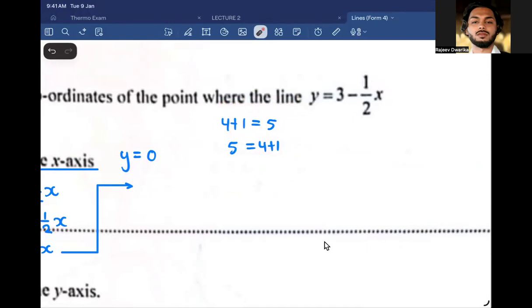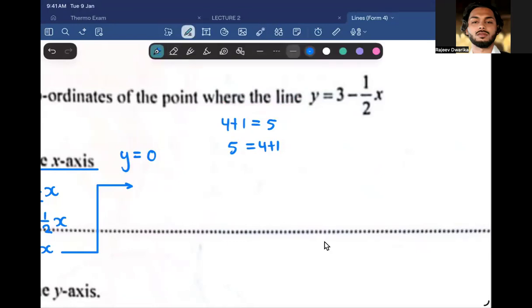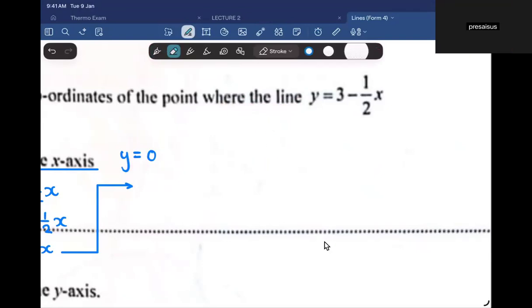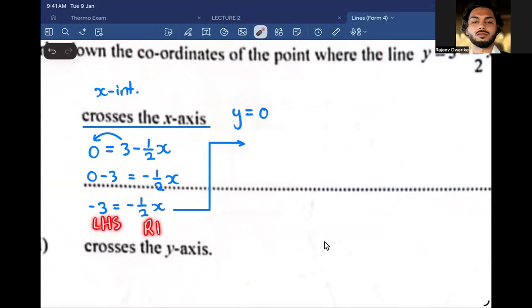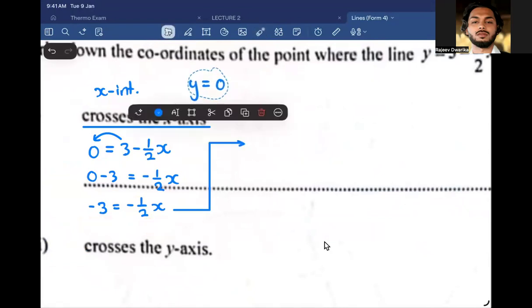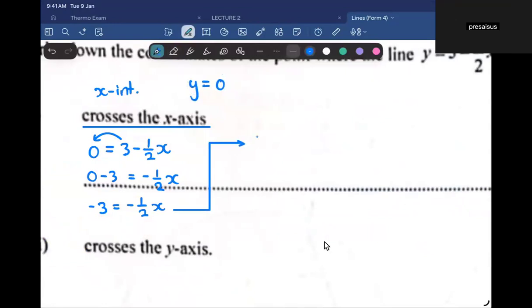If you wanted to move across one, then you would change the sign, because you're moving across that one. But if you're just switching the sides, you're not going to change any sign. You understand that? Yes, sir. So over here, minus 3 is on the left-hand side and minus a half x is on the right-hand side. So all you're going to do is switch the order. So if you switch the order, what is it going to be? Negative a half x equals negative 3.